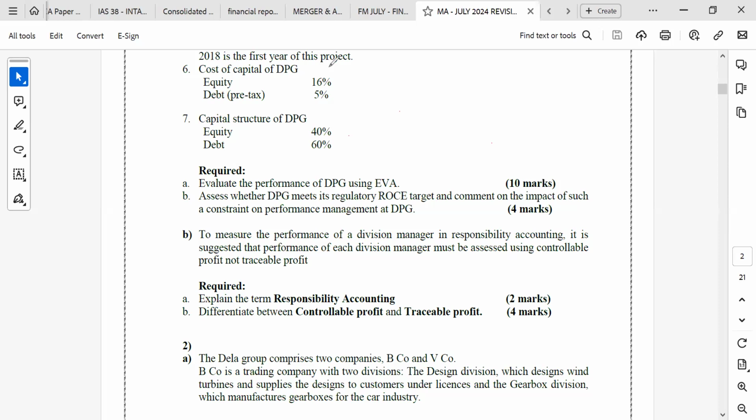But if you come to the traceable profit, what is the profit generated by the division as a whole? The division will have other expenses apportioned to it by the head office, and those will be taken from the profit. What is the net profit after taking all the necessary expenses for a division? That's what we call the traceable profit. So it's not a profit for the head office. It is a profit for the division, but it includes items that are under the control of the divisional manager and items that are not under the control of the divisional manager.